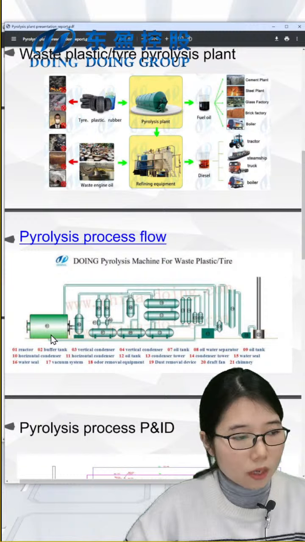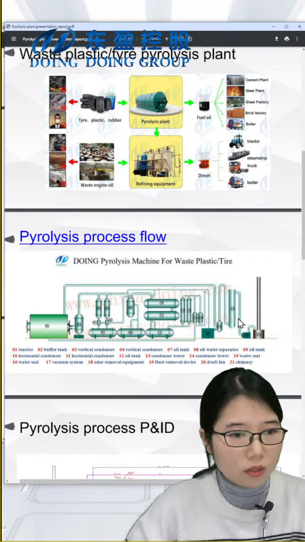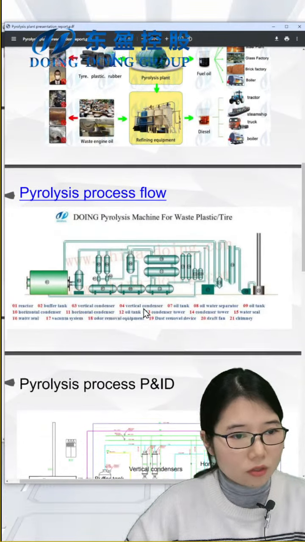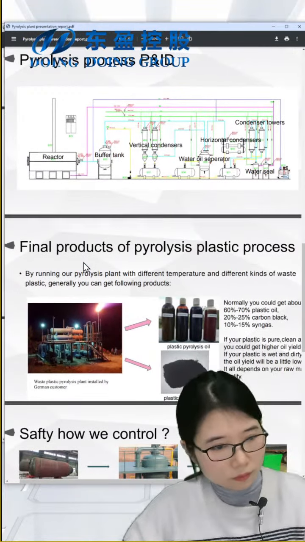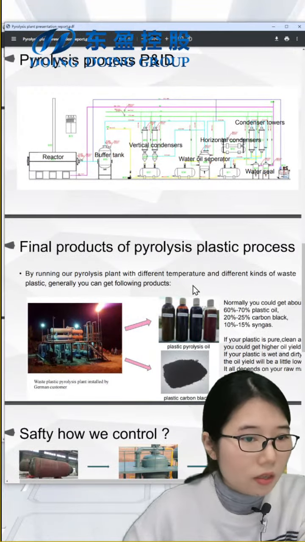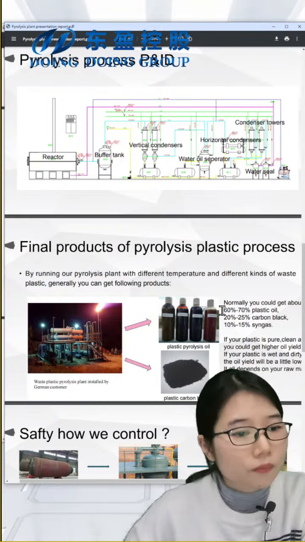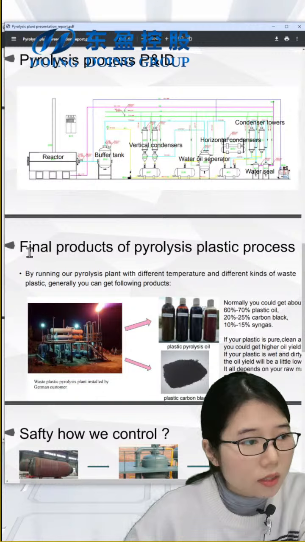Because we use a burner to heat the reactor, it will generate some smoke. So before we discharge the smoke, we have a dedusting system to control the emission. So don't worry about environmental protection. See here, we got the final product of the pyrolysis.